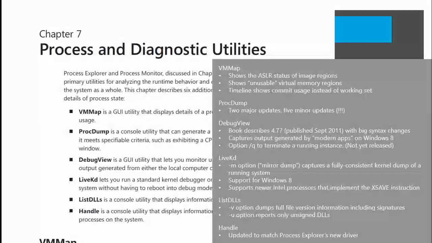LiveKD has a -O option. LiveKD is something that allows you to get a snapshot of kernel mode memory and to open it in the debugger and see what's going on in kernel memory, but it operates on a snapshot. It's had a -O option for a long time that allows you to capture that to a dump file. Grab the whole thing and save it to a dump file.